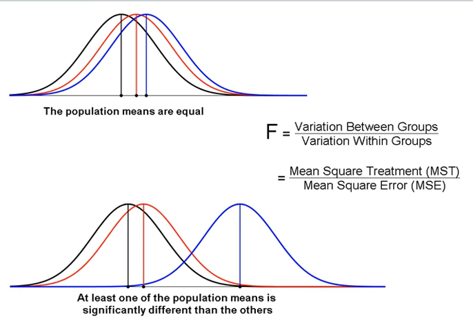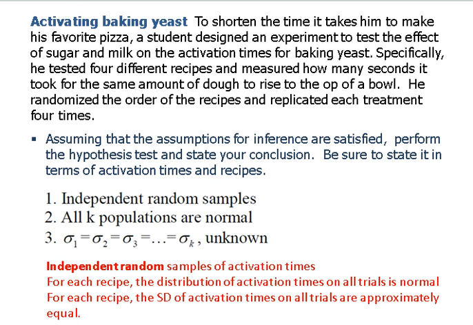So basically you could see here, regardless of what we have, each of these would satisfy the assumptions. The populations are all about normal. The spread of each population, basically the standard deviation of the distributions, are about the same. And let's see, what was the third one? The populations are normal, the spreads are the same, and the samples are independent. So stated in terms of the problem, we've got independent random samples of activation times. For each recipe, the distribution of activation times for all trials, not just for the 4 that we observe, but for all trials is normal.